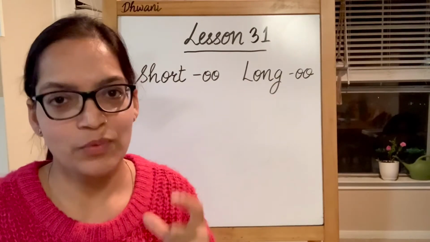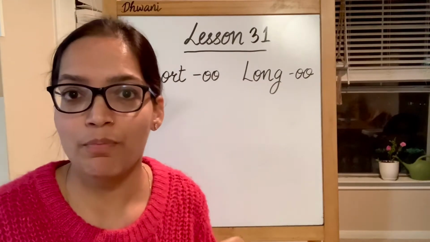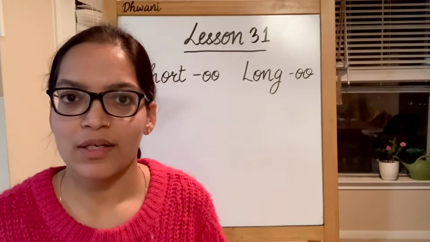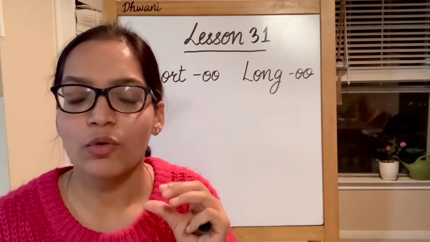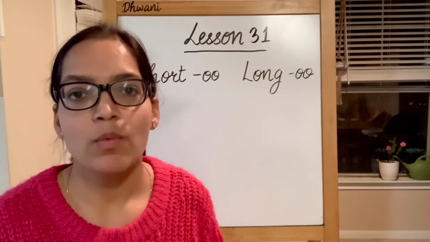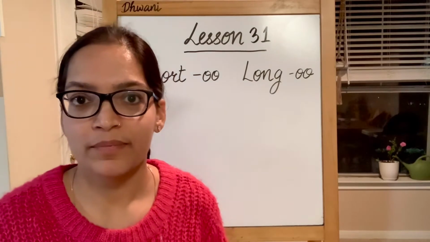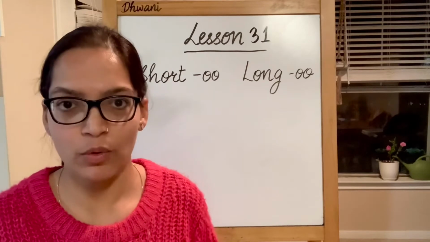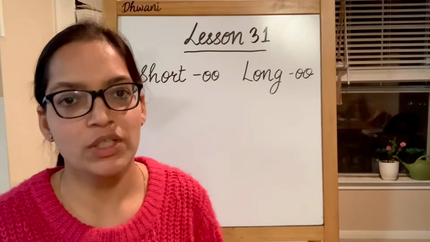The first word that comes to my mind for short OO words is book. So when I say book, you see my lips, they are not going very dominantly. But if I compare it with the long OO sound, an example is food. Book, food. Both have double O, but the sound that short OO and long OO produce is very different.